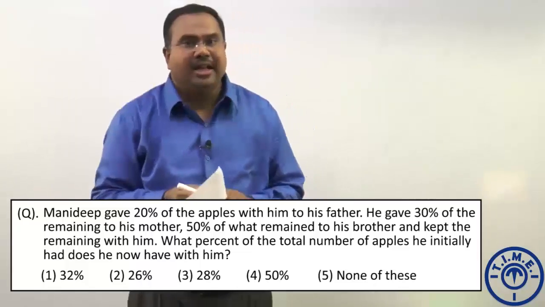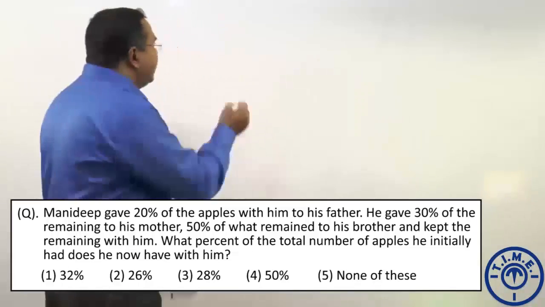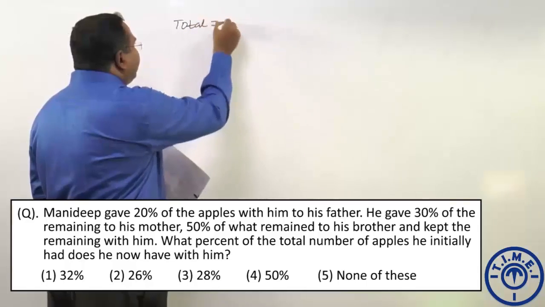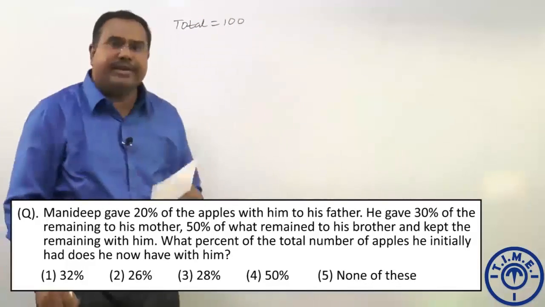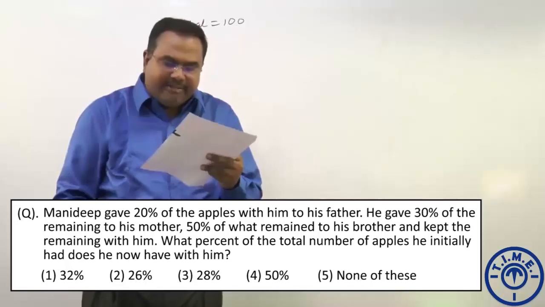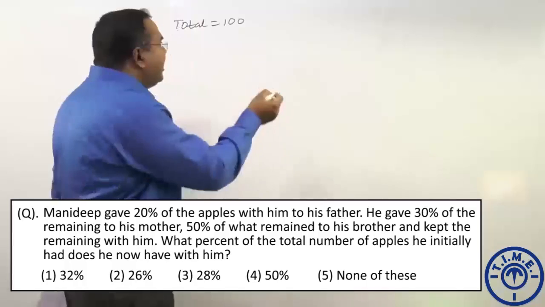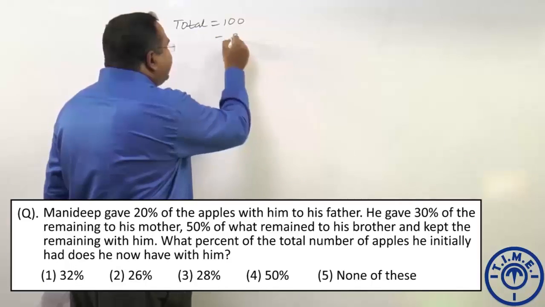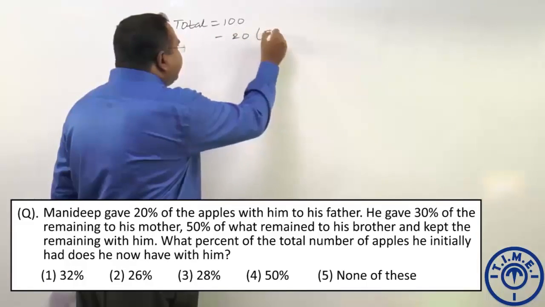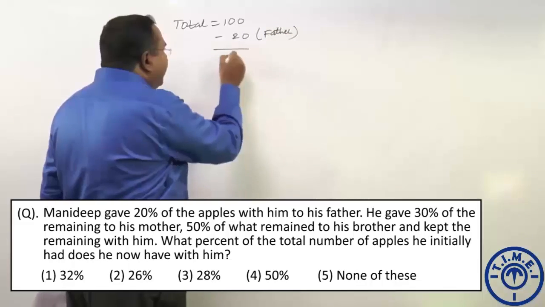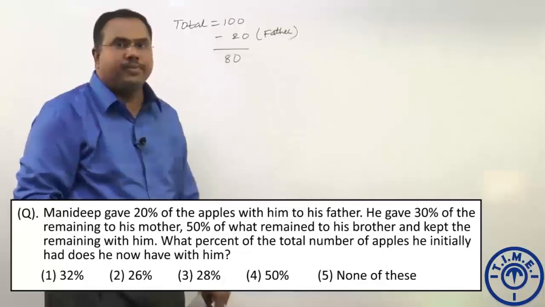Let us take the total number of apples to be 100. Manideep is giving 20% of the apples to his father. So, 20% of 100 is 20. So, he is giving 20 apples to his father. So, 100 minus 20, he is left with 80 apples.